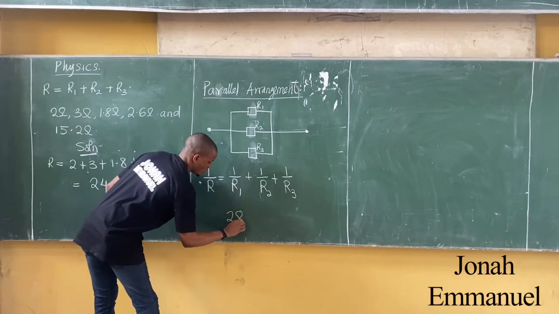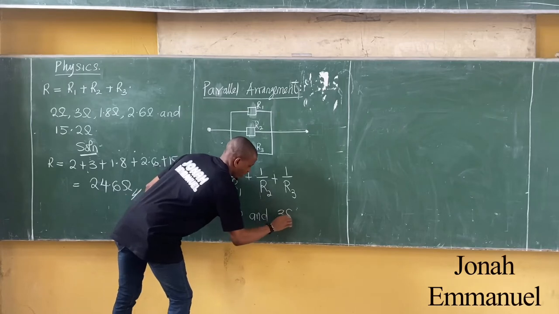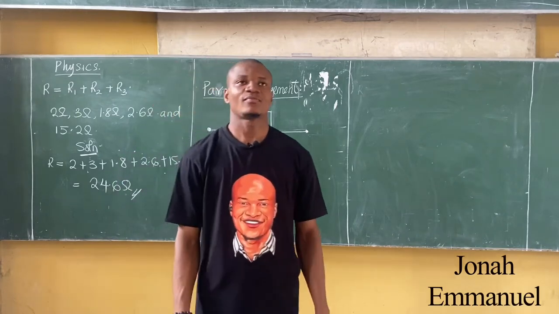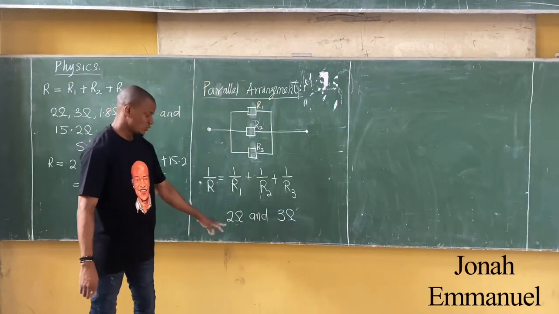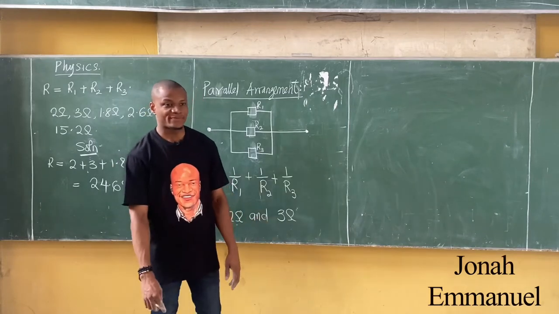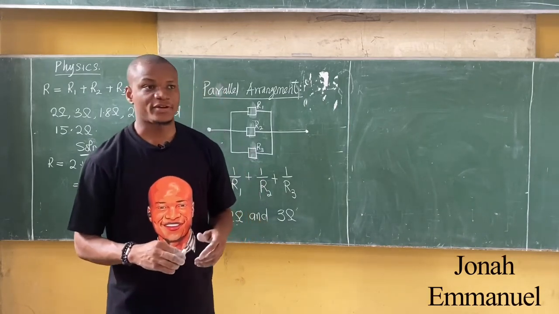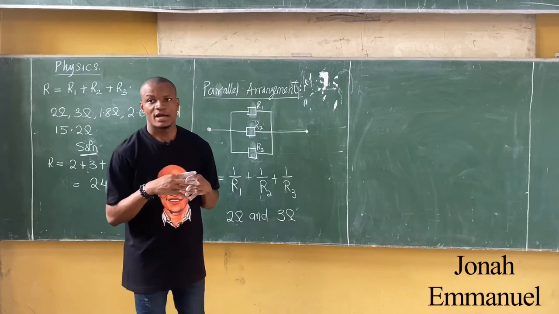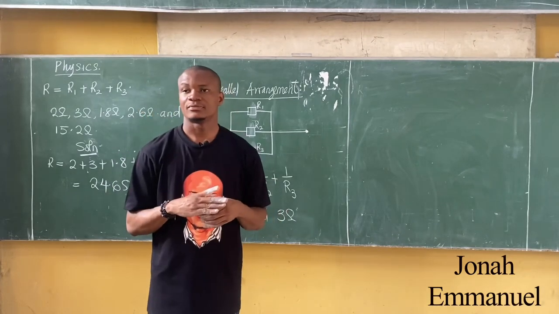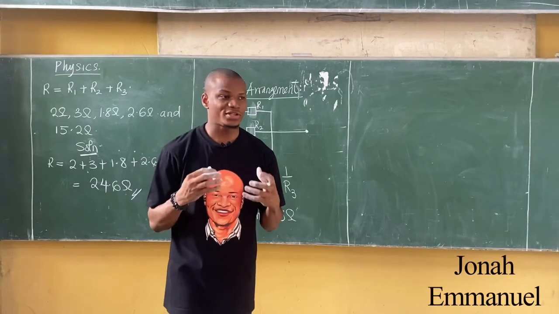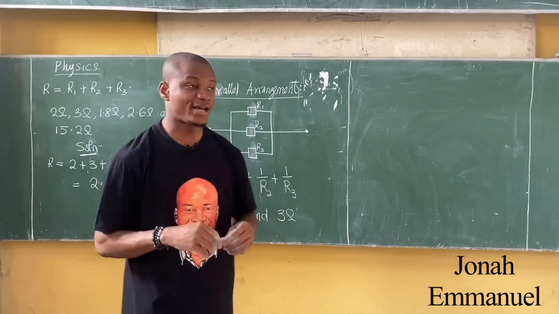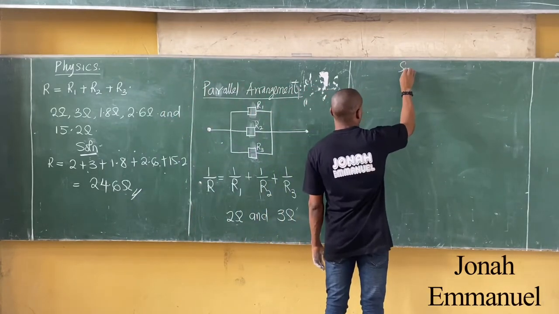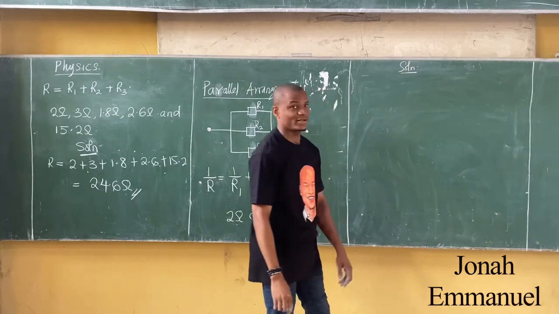Two resistors of resistances 2 ohms and 3 ohms, respectively, are arranged in parallel. What is their equivalent resistance?